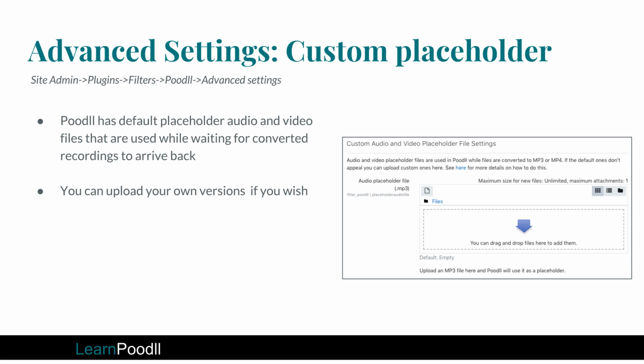Also, Poodle has a custom placeholder feature. So when Poodle converts an audio or video file, it uses a placeholder file, which is made available to users while the real file is being converted and before it's returned to Moodle. If you wish to customize that, you can upload your own audio or video file, and that can be done on the advanced settings page. There's a little link in the explanation for this setting which has more details on how to do this.